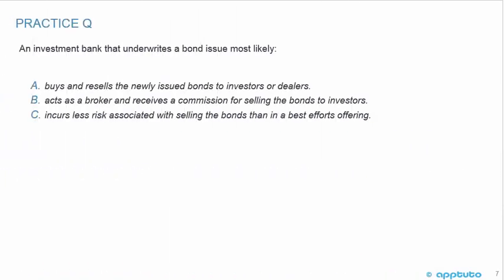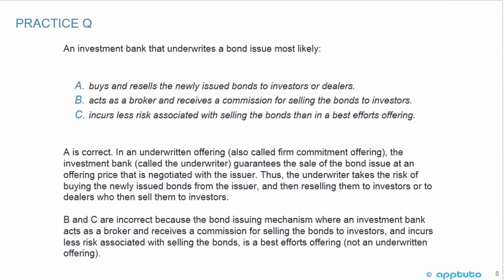And one last practice question to finish this LOS. An investment bank that underwrites a bond issue, most likely A, buys and resells the newly issued bonds to the investors or dealers. B, acts as a broker and receives a commission for selling the bonds to investors. Or C, incurs less risk associated with selling the bonds than in a best efforts offering. Now that should have been a pretty easy question to finish on.